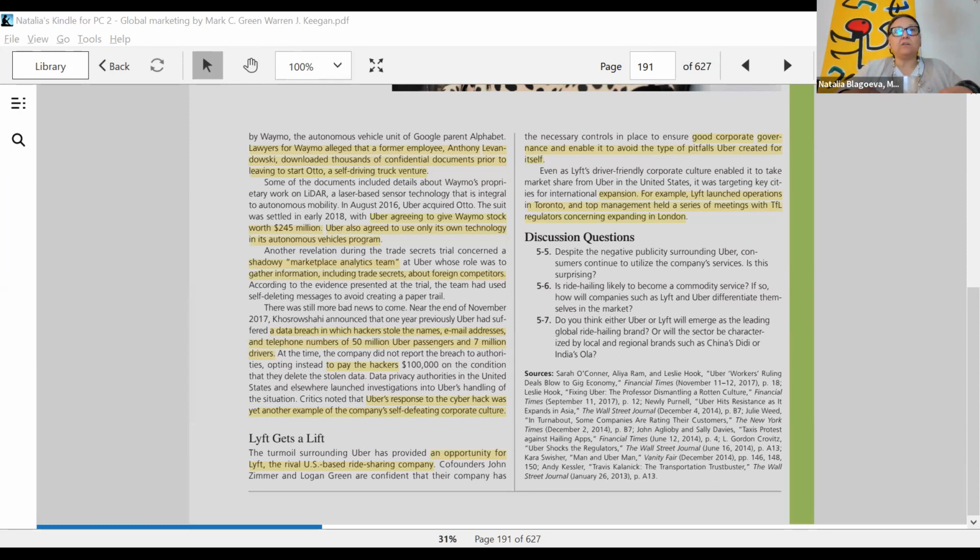We also have the term big data. So big data are extremely large data sets that can be subjected to computational analysis to reveal patterns and trends.